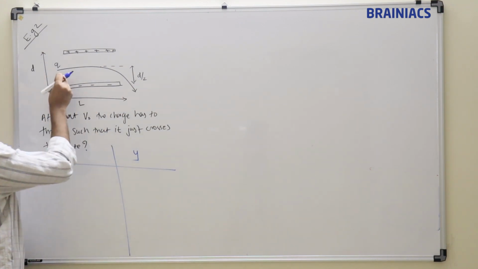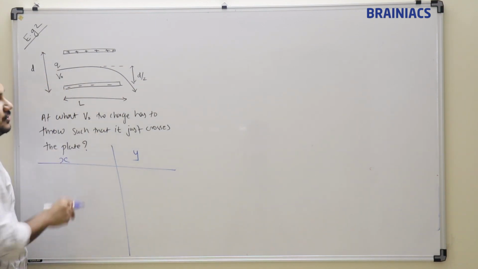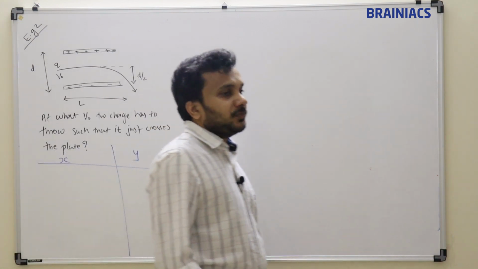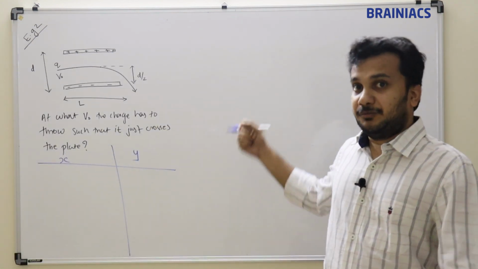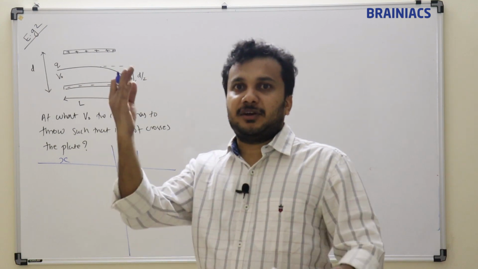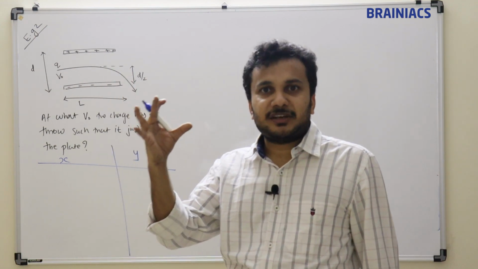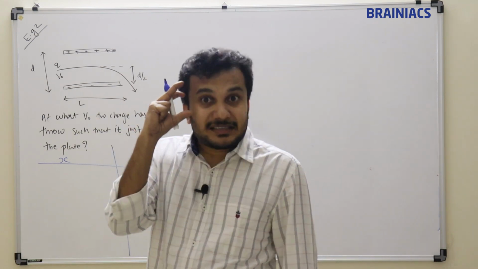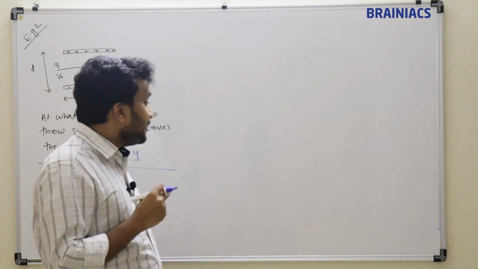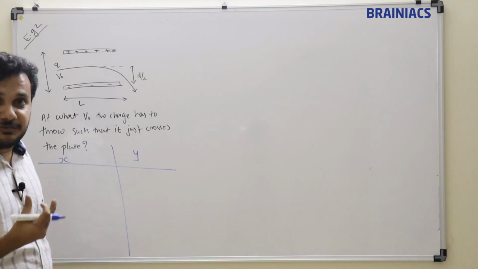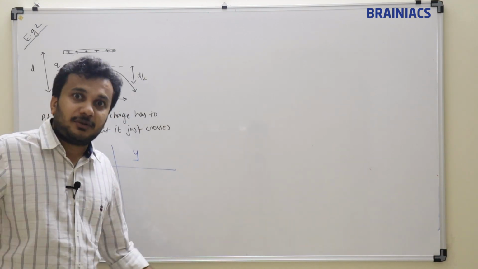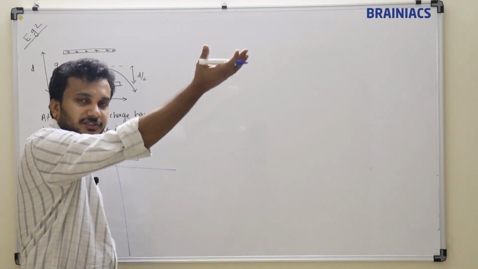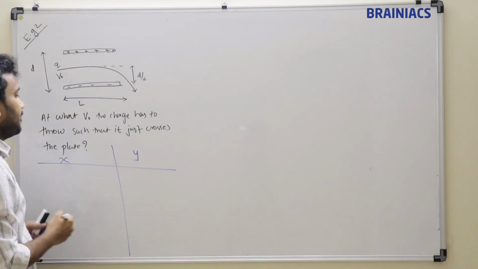We want to find the minimum velocity, the velocity V0, such that it just crosses the plate. We don't want to throw with a very high velocity, but a certain minimum velocity is required such that it just crosses the plate. That is the intention. So we need to find the minimum value of V0, not the maximum value. A maximum value means it will shoot for a long distance. That's not required, right? We need the minimum.